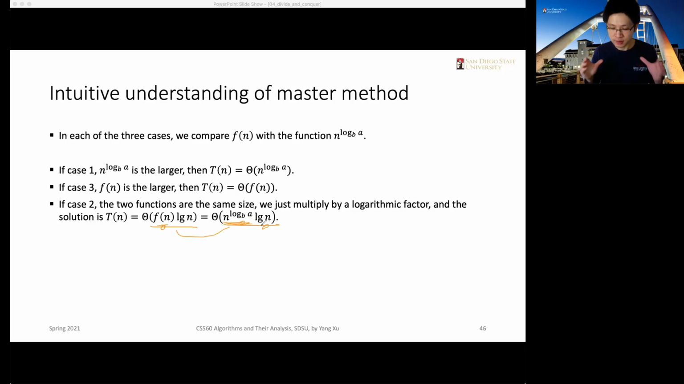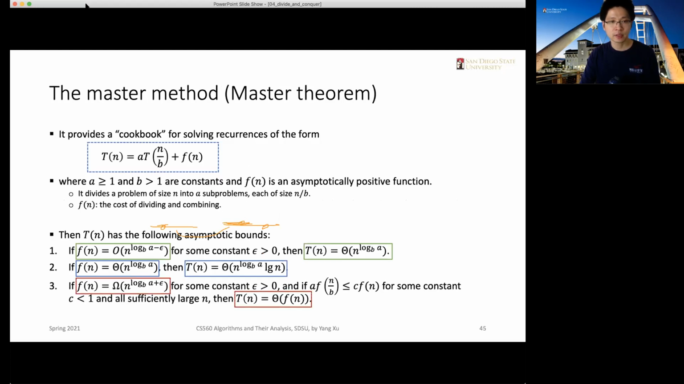And that is all about the master method, right? Given this theory, or this method, we are able to solve recurrences very quickly, as long as the recurrence looks like this form indicated by the dashed box. As long as we know a, b, and f of n, then we can immediately tell the solution.